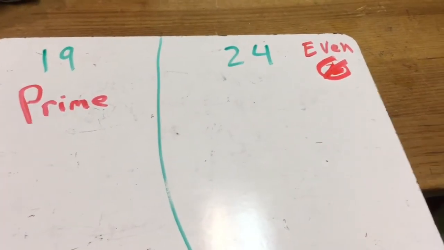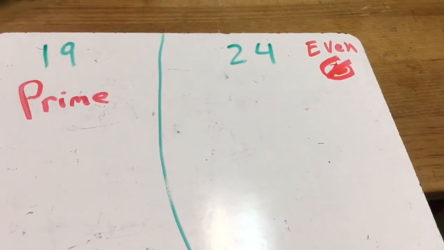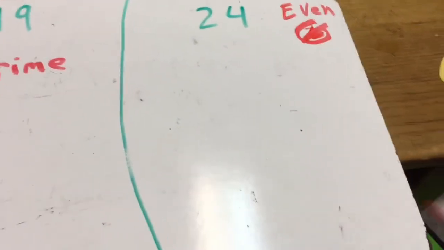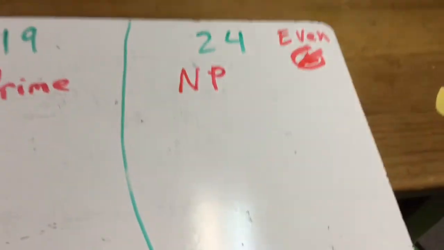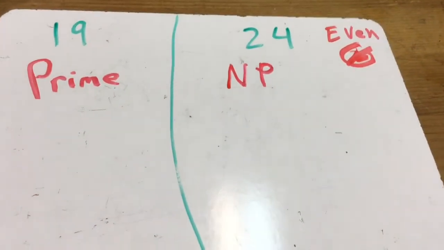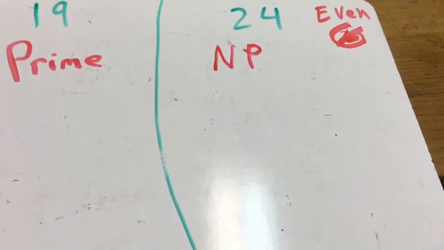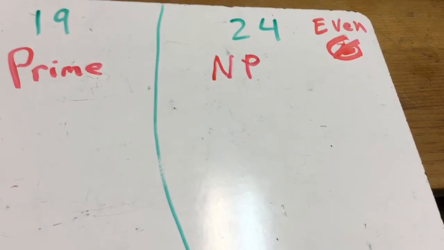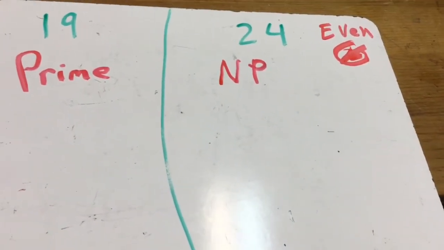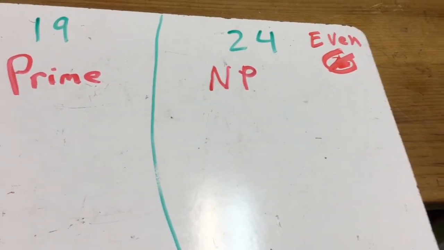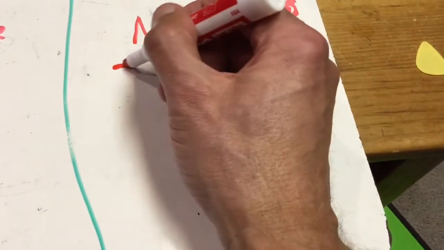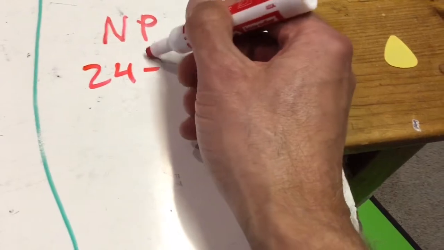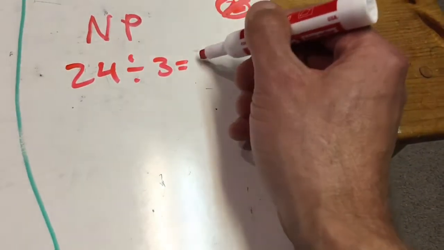So if this is your number, is 24 prime? I don't think so. So write NP, not prime, because it's not, but then show me how you know it's not prime. You can do that by showing me how you divide it or multiply it by not using 1 and 24. So you could show me 24 divided by 3 is 8.